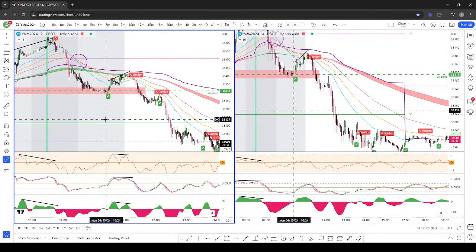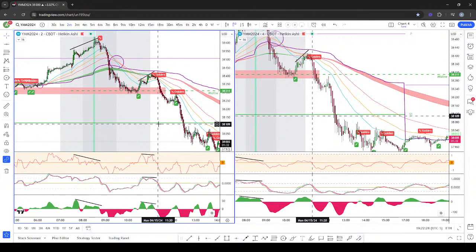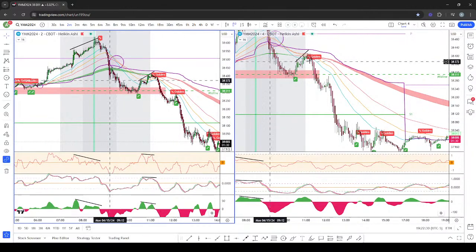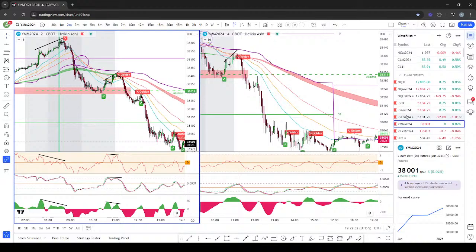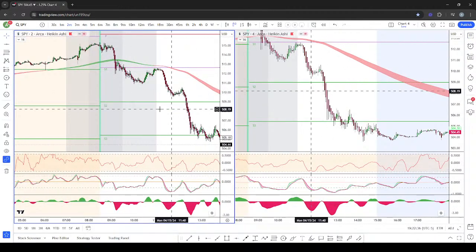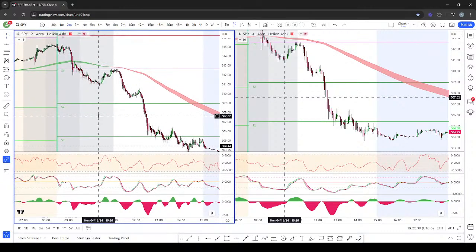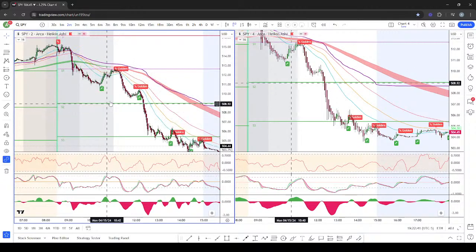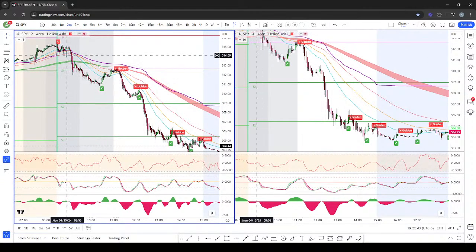Let's take a look at SPY. I know many of you like SPY, so let's get on to the SPY right in here and see what happened on SPY. Everything was just really lovely. Everything just matched.